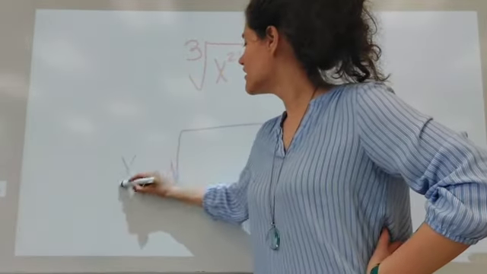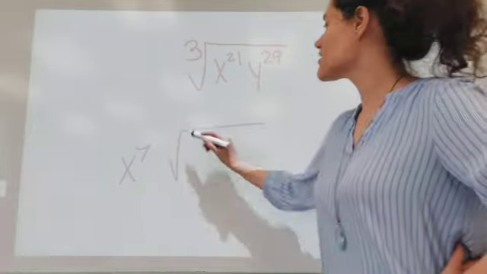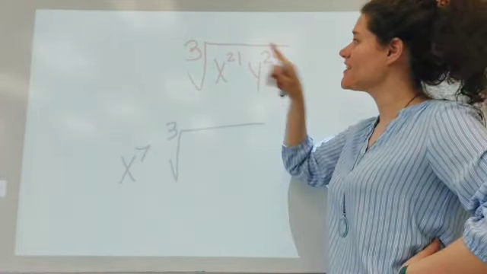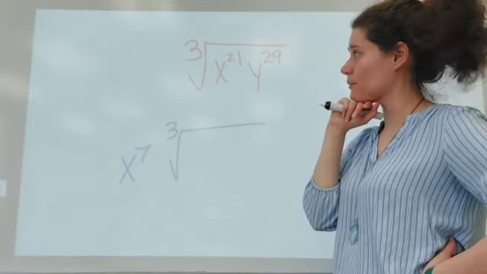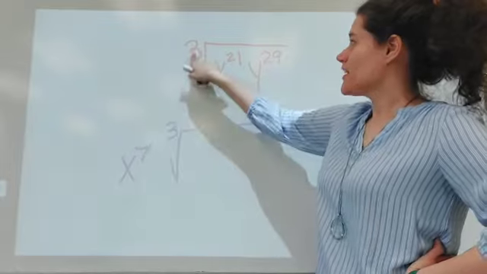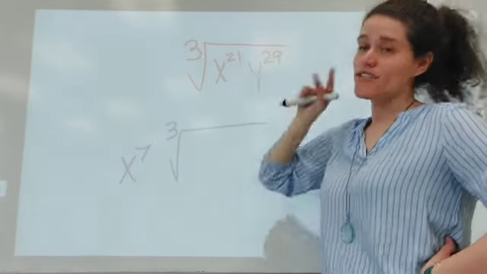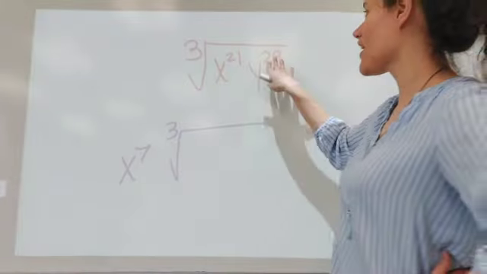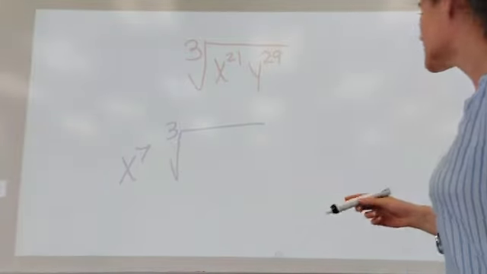So x to the 7th is going to be on the outside. Is there anything left over when I take away those 7 groups? Well, 7 times 3 gives me 21, so that takes away all of the x's. There's nothing left. Let's look at 29 now.